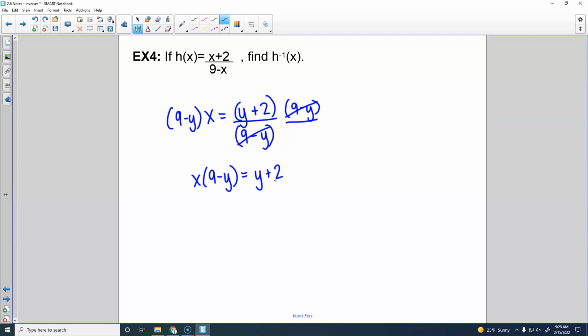So our goal is going to be to get everything with a y on one side and everything that does not have a y on the other side. We can't really do that while we've got this x right here, so I'm going to distribute that x. So I'm going to get 9x minus xy equals y plus 2.